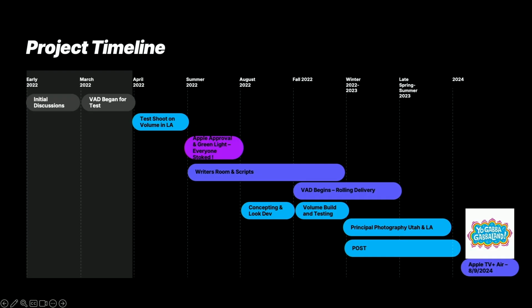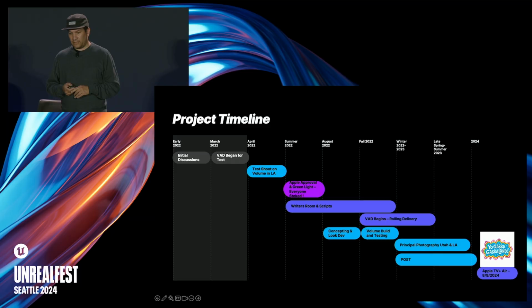So here's a little bit of our project timeline. We started initially talking to the team in early 2022. We did a test because we all had to prove this, not only prove that the technology could work for this show to the Gabba team, but also help prove a proof of concept to Apple to greenlight it. So we started doing our passes for the initial test as VAD in early 2022.